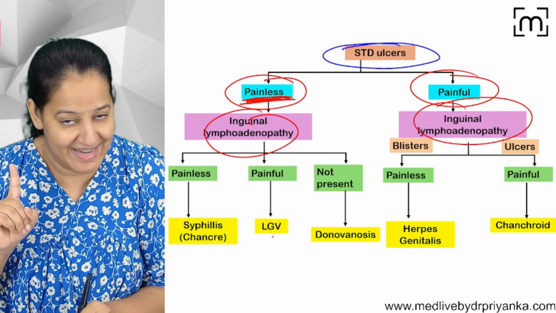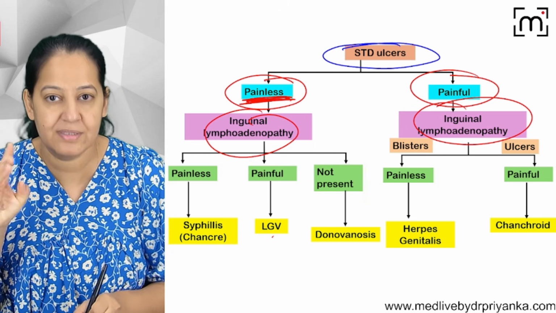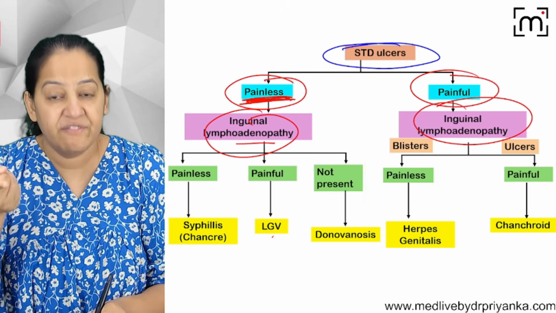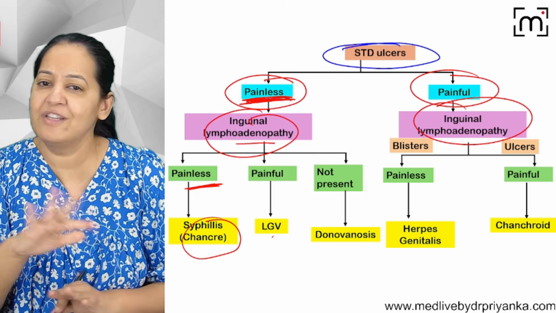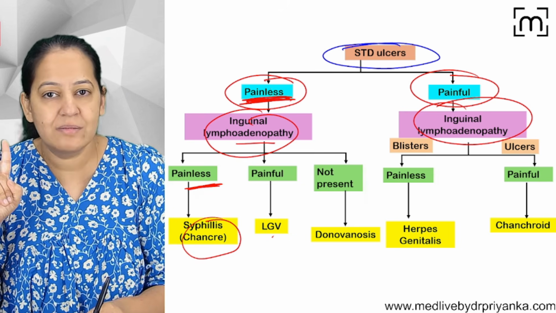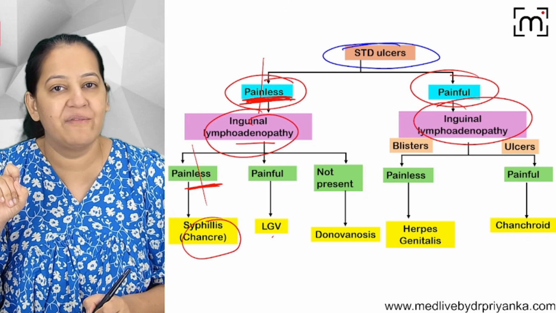Now see the first scenario. If the ulcer is painless, we have 3 differential diagnoses. Now look at the inguinal lymphadenopathy. If the inguinal lymphadenopathy is also painless, like the ulcer, it's syphilis. In syphilis, both are painless. No pain in the ulcer, no pain in the inguinal lymphadenopathy.